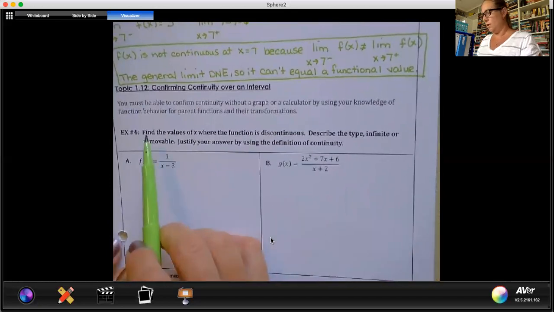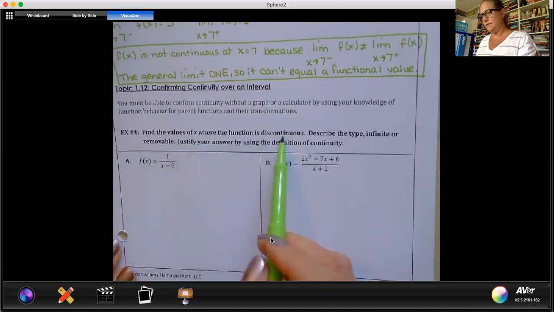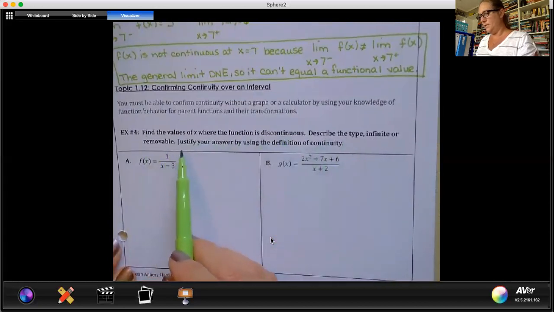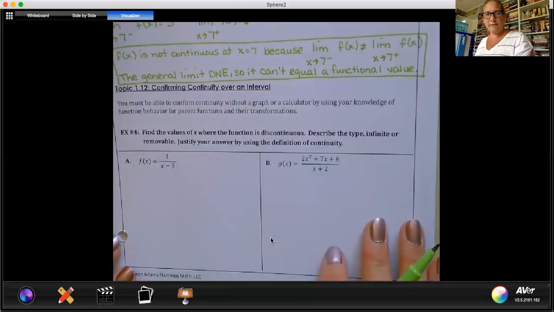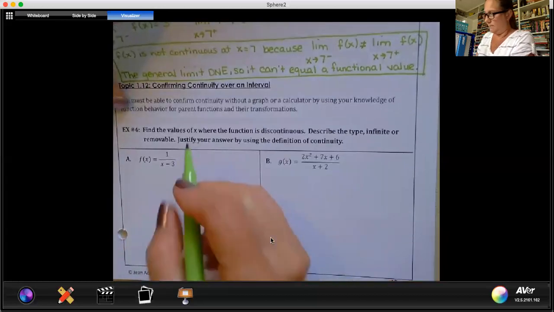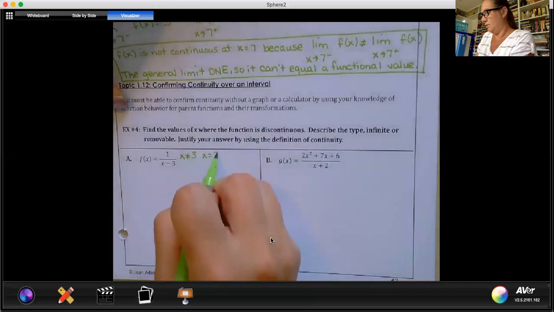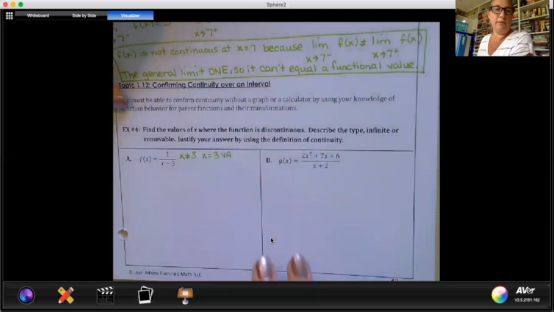So for example 4, find the values of x where the function is discontinuous. Describe the type, infinite or removable, and justify your answer by using the definition of continuity. As we look at part A, we should know that x cannot equal 3. x equals 3 is a vertical asymptote, so we know it's not continuous.